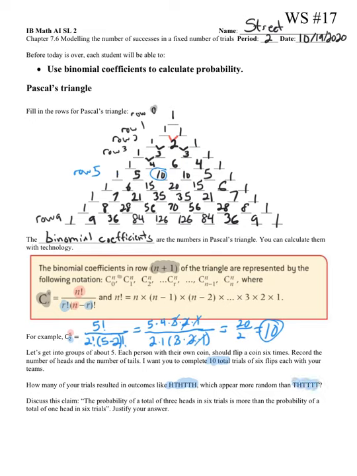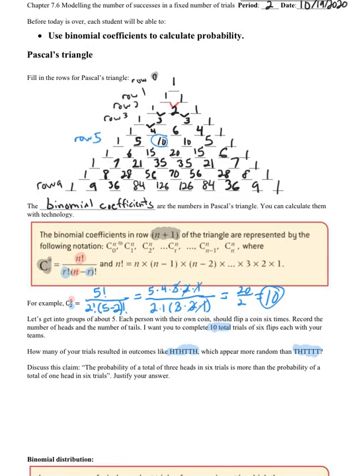Then we're going to write down how many of your trials resulted in outcomes like this, where you had 3 heads and 3 tails. How many of your 10 total trials resulted in 5 tails and 1 heads? And then discuss this claim: the probability of a total of 3 heads in 6 trials is more than the probability of a total of 1 head in 6 trials. Justify your answer. I'm going to put you in groups to work on doing the 10 total trials and then answering these 2 questions afterwards.